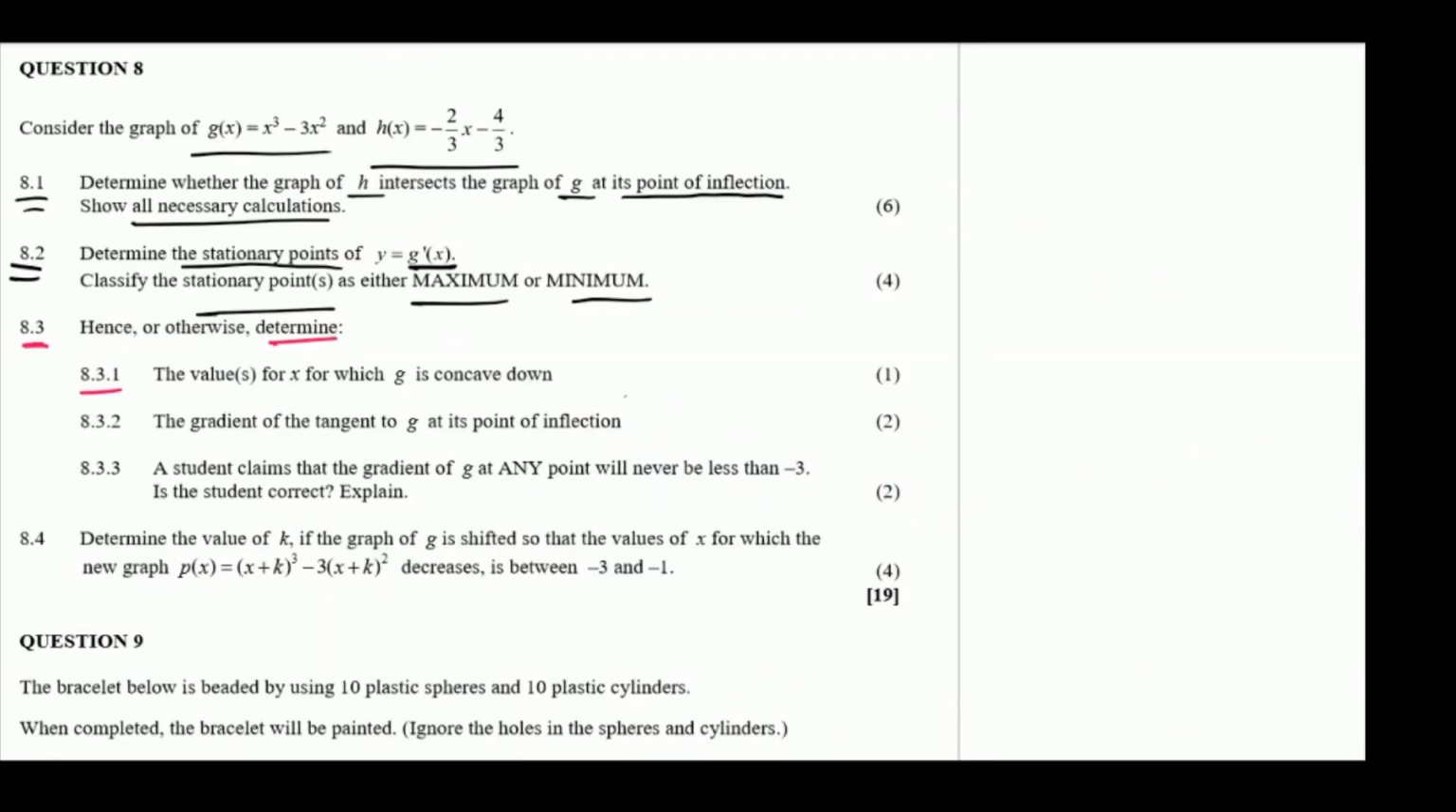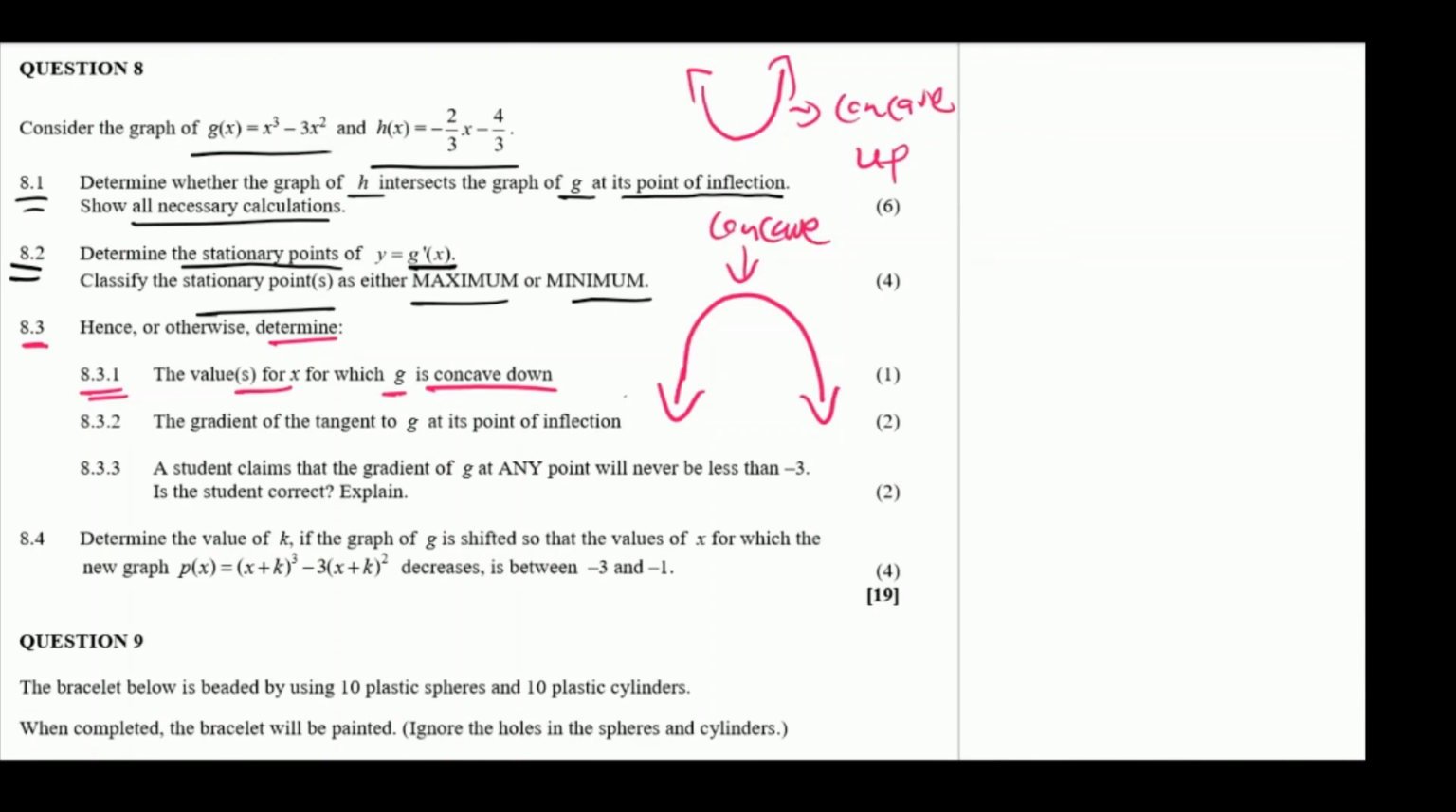Hence or otherwise, 8.3.1, determine the values of x for which the graph of g is concave down. So when something is concave down, it means it's facing downwards, right? It's when you have a parabola that is facing downwards. But if it's concave up, it is facing upwards, right? So please note it down. This is concave up. This is concave down. We normally call this convex, and this is just concave. So for concave down, we are focusing on this shape.